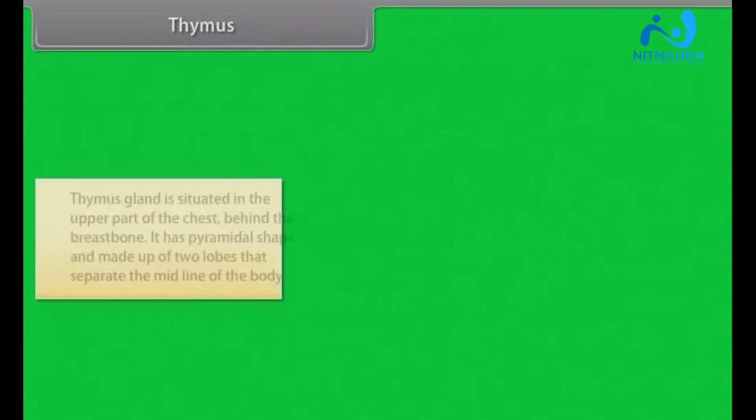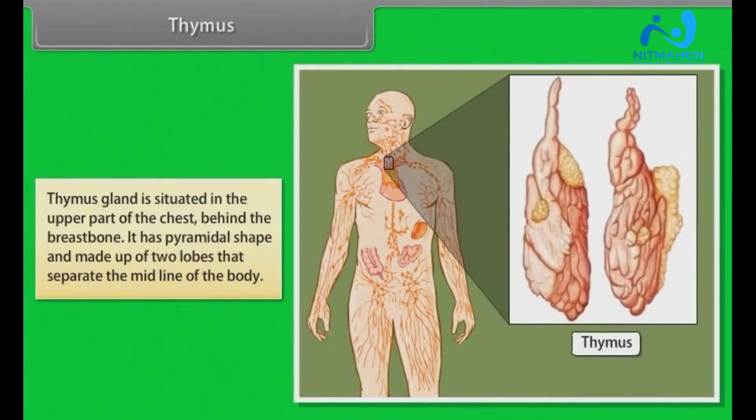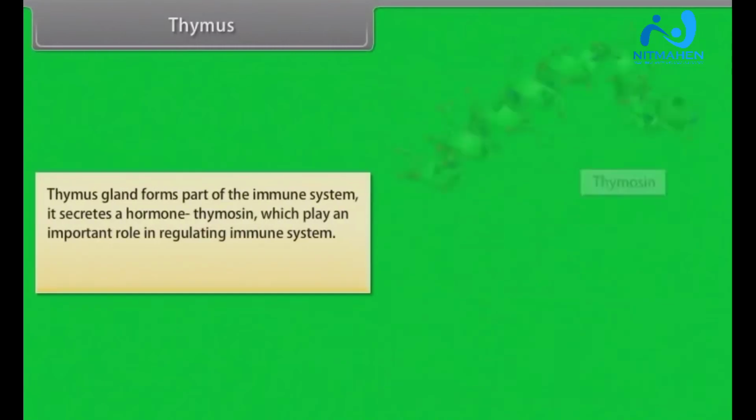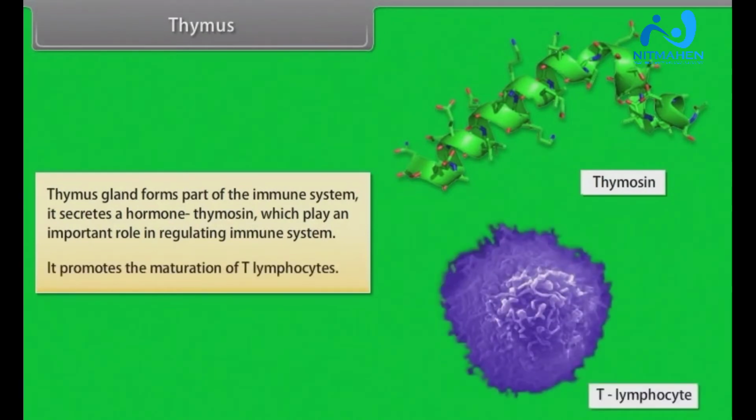Thymus. Thymus gland is situated in the upper part of the chest, behind the breastbone. It has a pyramidal shape and is made up of 2 lobes that separate at the midline of the body. Thymus gland forms part of the immune system. It secretes a hormone, thymosin, which plays an important role in regulating the immune system. It promotes the maturation of T lymphocytes.